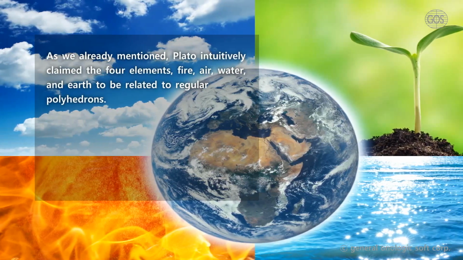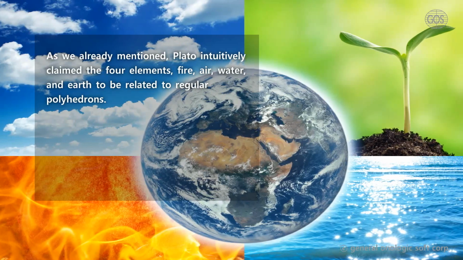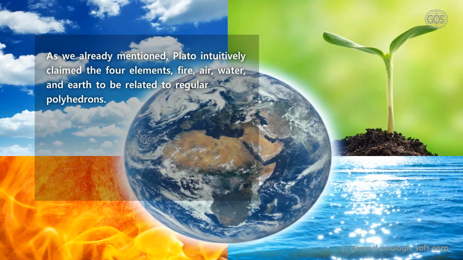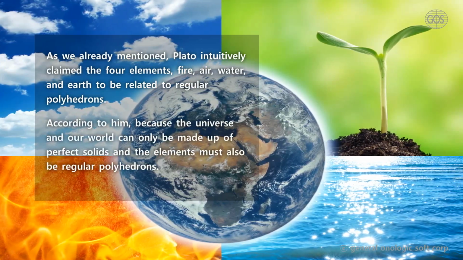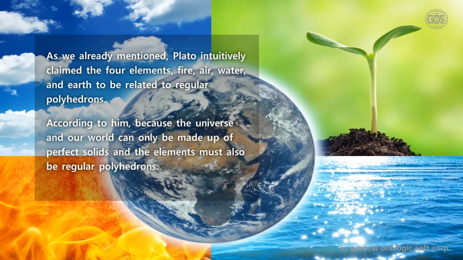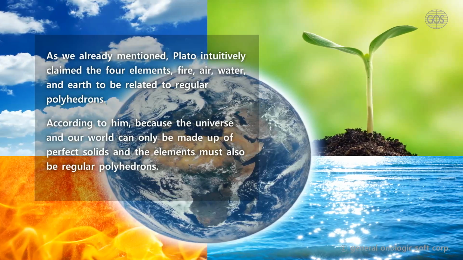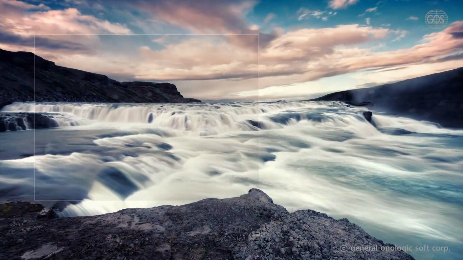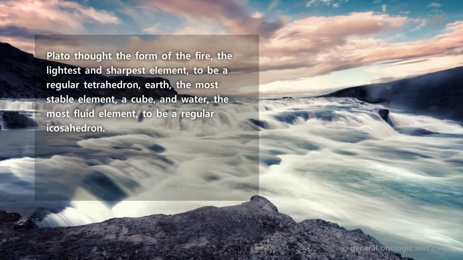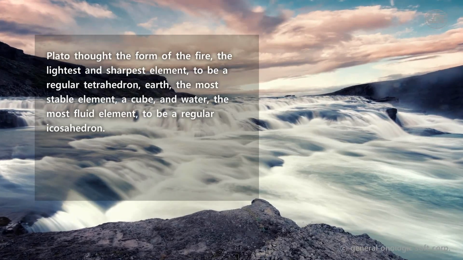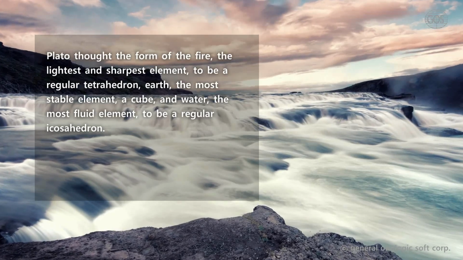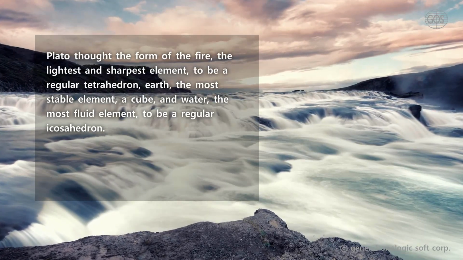As we already mentioned, Plato intuitively claimed the 4 elements, fire, air, water, and earth, to be related to regular polyhedrons. According to him, because the universe and our world can only be made up of perfect solids, the elements must also be regular polyhedrons. Plato thought the form of fire, the lightest and sharpest element, to be a regular tetrahedron, earth, the most stable element, a cube, and water, the most fluid element, to be a regular icosahedron.